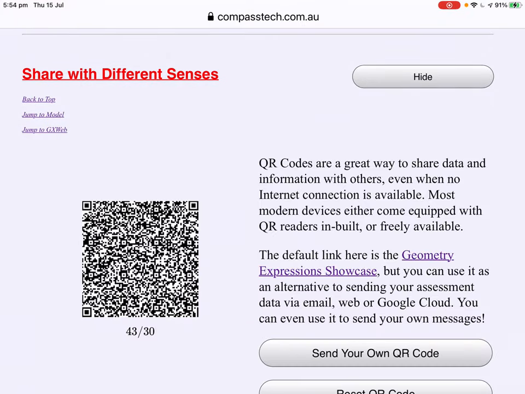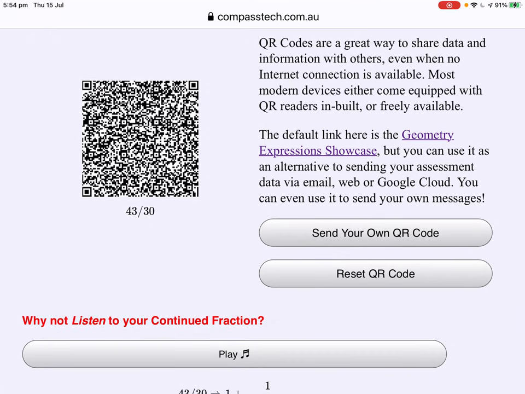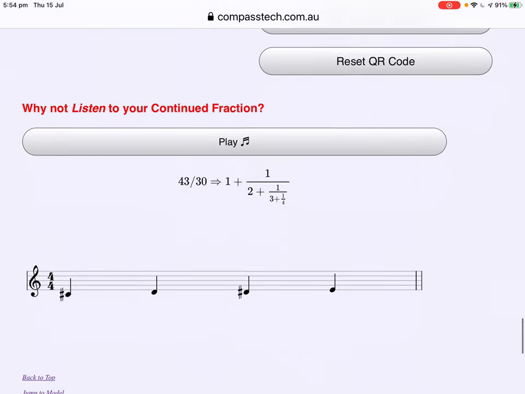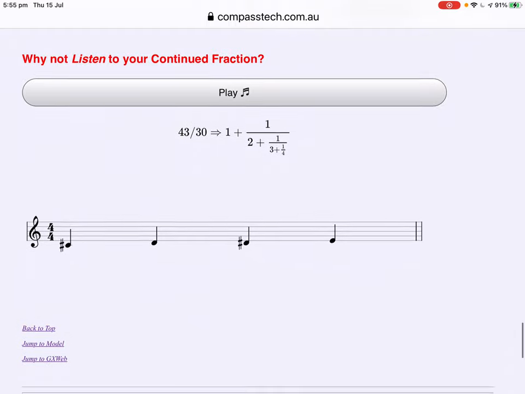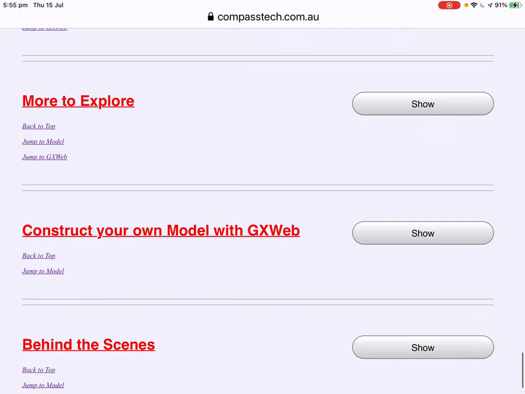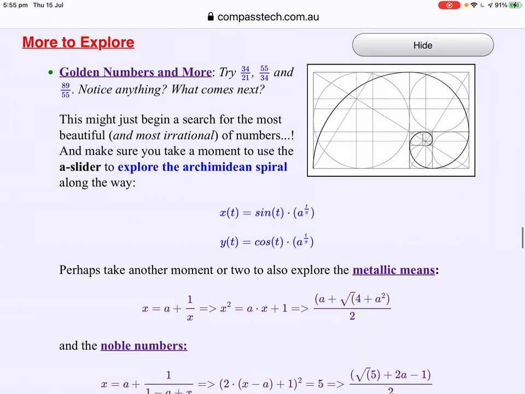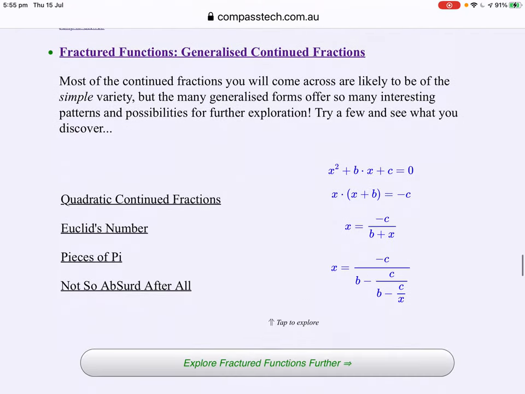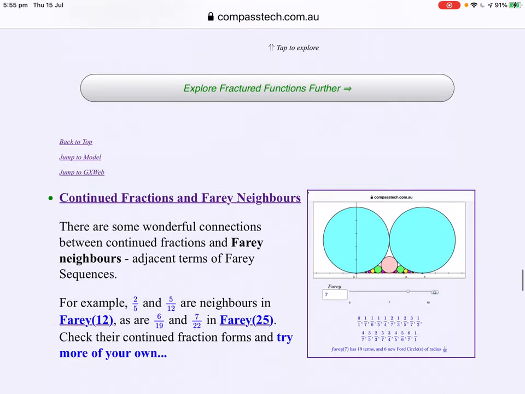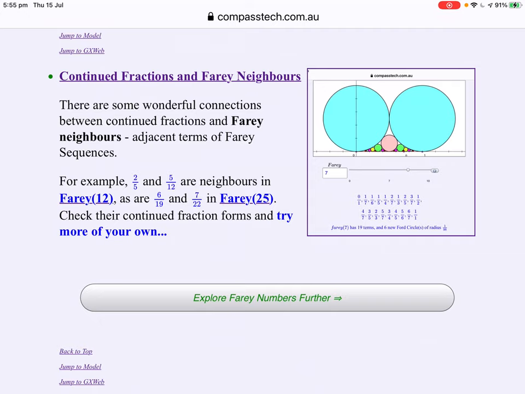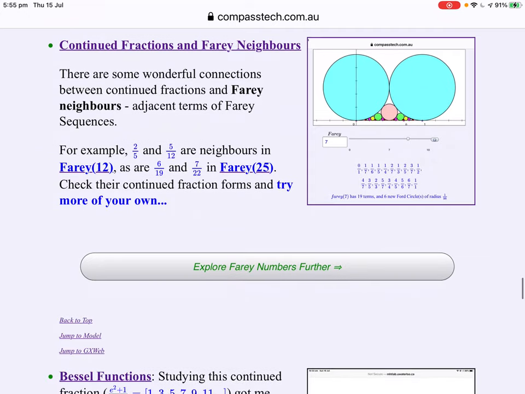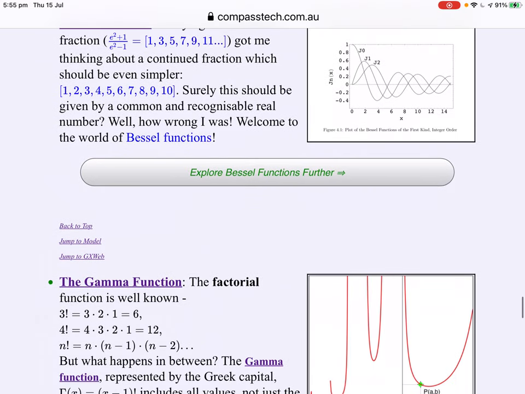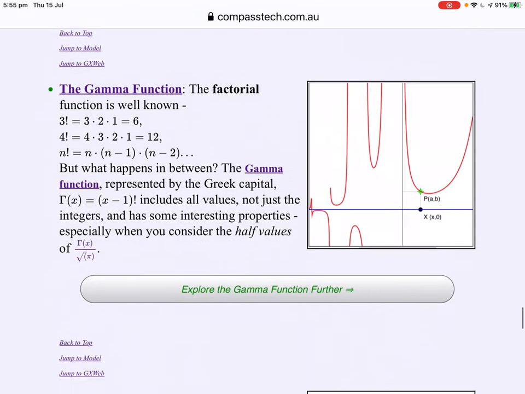There are various representations. For instance, if you're exploring a continued fraction, you want to share it with a colleague, a classmate, this will represent it using a QR code. Or you can listen to the continued fraction, like 1, 2, 3, 4. Then there are links to a whole other, what I've called the continued fraction collection. A whole new set of activities and worksheets on each of these, on golden numbers, on generalized continued fractions and how to generate them, on fiery numbers, magnificent kissing circles, Bessel functions and gamma functions, higher mathematics that's accessible and interesting to explore.